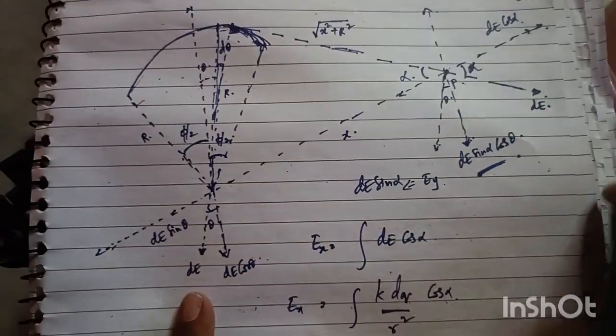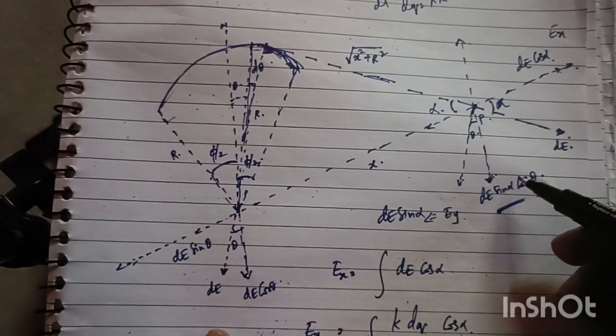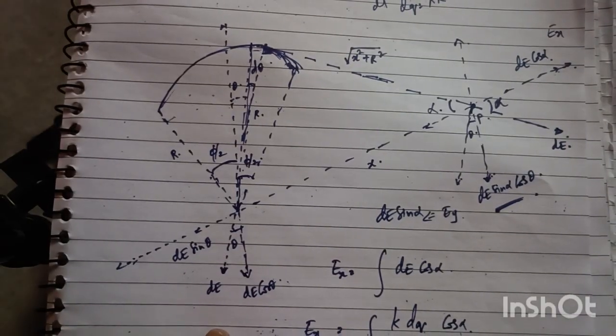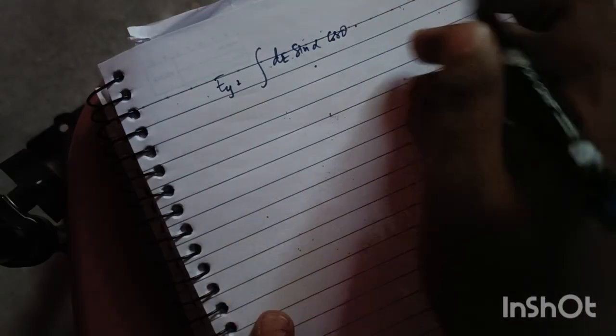So now, let's do this one. So this is dE sin α cos θ. Right. So the other component, in the y direction, Ey, is the dE sin α cos θ term.